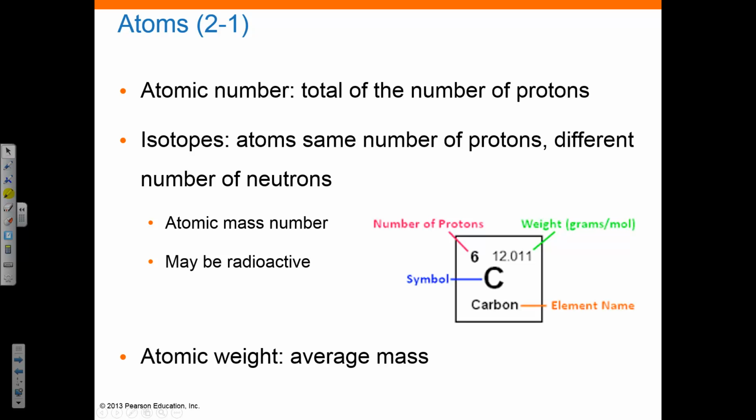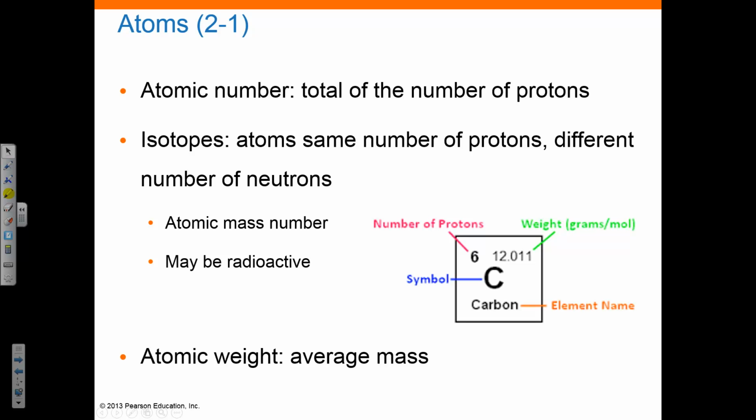While all atoms of an element will have the same number of protons, the number of neutrons found in the nucleus can vary. These atoms, with the same number of protons but different numbers of neutrons, are known as isotopes. Isotopes will have different atomic mass numbers. Atomic mass number is defined as the sum of the number of protons and the number of neutrons found in an atom. Some isotopes may be radioactive and emit radiation and/or subatomic particles as their nuclei spontaneously break down.